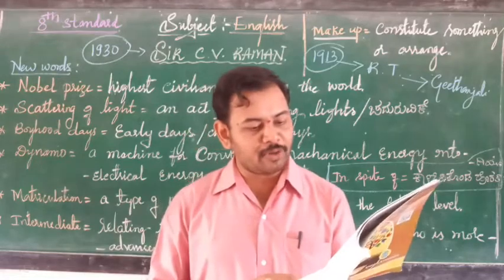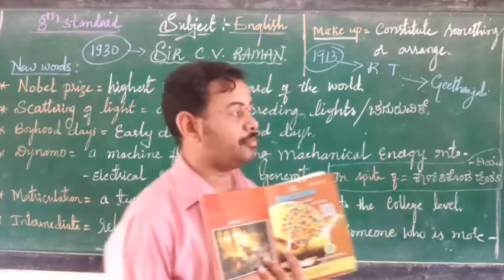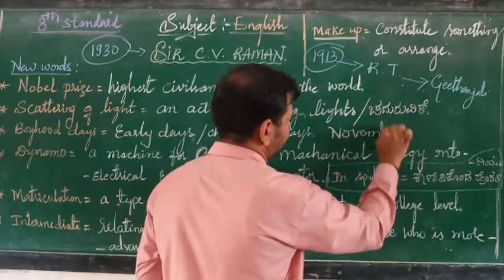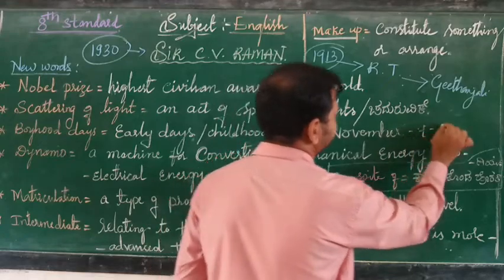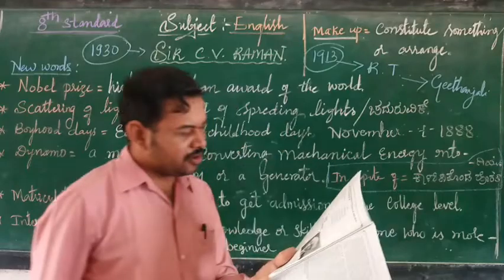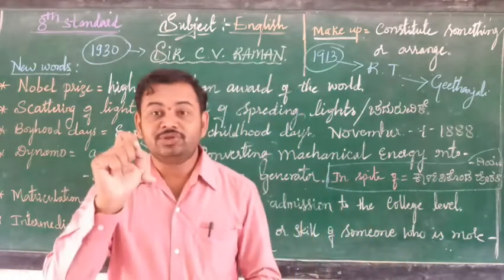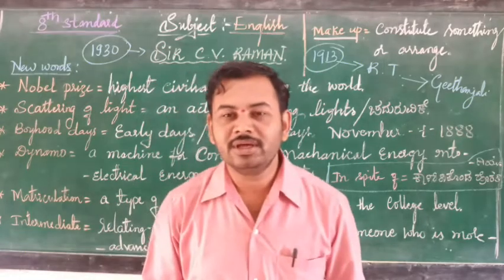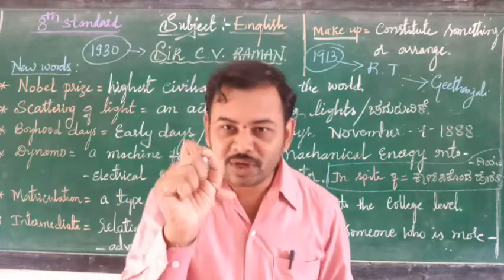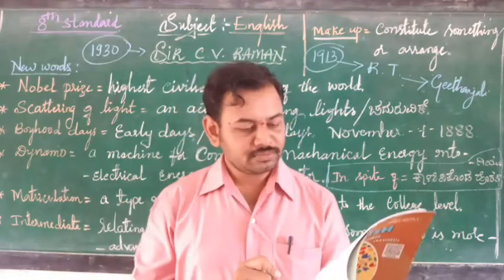Sir C V Raman was born on November 7, 1888. When was he born? November 7, 1888. He was born in Trichy. Where was he born? He was born in Trichy, which is one of the places in Tamil Nadu.